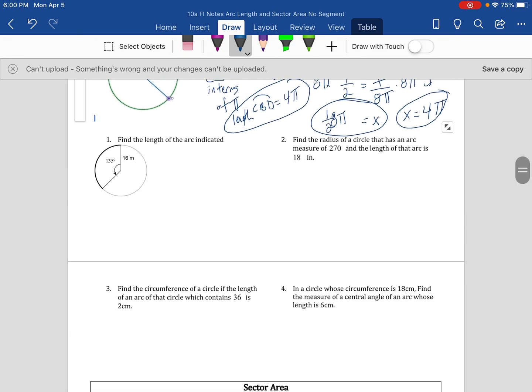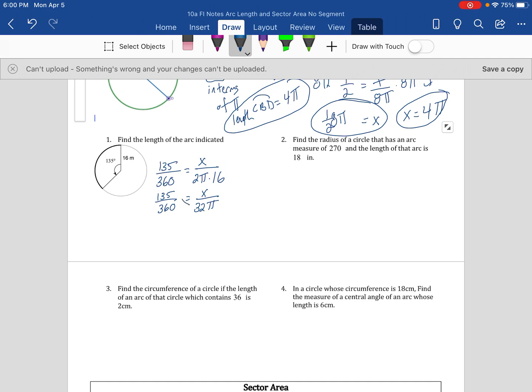So it says find the length of the arc indicated. I know that the measure of my arc is 135 over 360, so degrees over degrees, equals, I don't know the length of my arc, so I'm going to call this x, over my circumference, which is 2 times pi times 16. When it doesn't tell you to round, you're going to write your answer in terms of pi. So I have 135 over 360 is equal to x over 32 pi.